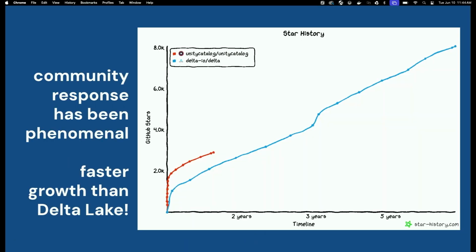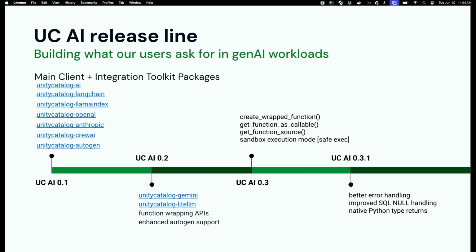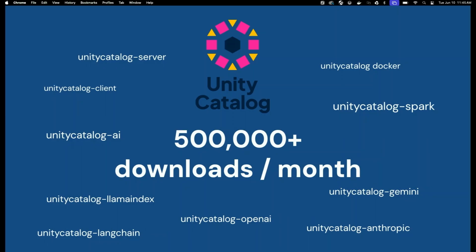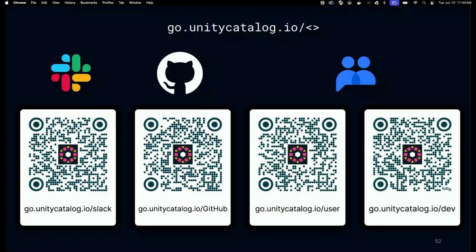The growth of the UC project has been much bigger than anything I've ever seen, much faster than Delta Lake itself. We have lots of releases going on, both in the main core line as well as the UC AI release line. We have over 500,000 downloads a month for things that we are releasing, as well as other companies actually integrating with it as we speak every month. This list is growing, and lots of future directions.